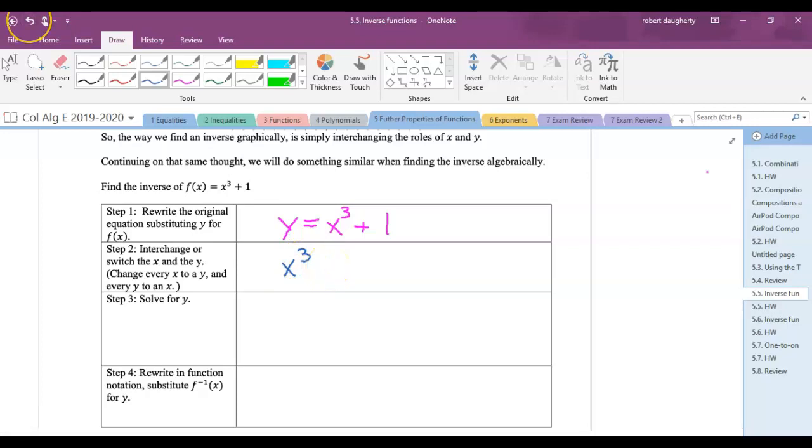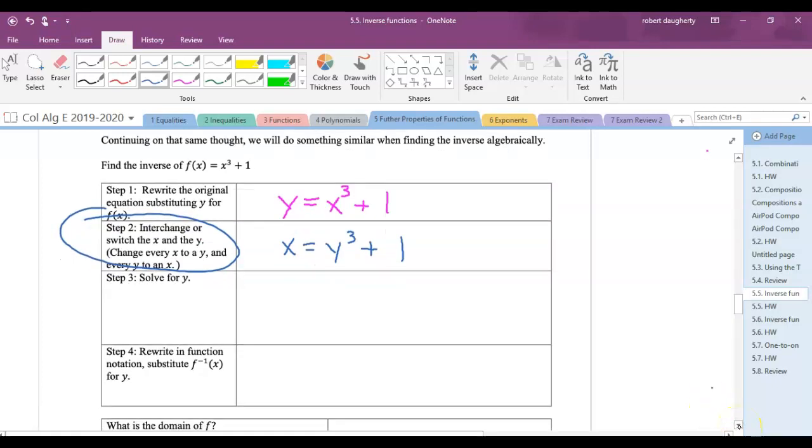Oh, sorry. x equals y cubed plus 1. So what I did was I interchanged the x and the y, okay? So if I change x and y, that's going to be what the inverse has to do. And now I need to solve this equation for what? Solve this for y. How do I solve this guy for y? Yeah, I need to get y by itself, so what's the first thing I would do? Subtract 1 from both sides. So I get x minus 1 equals y cubed.